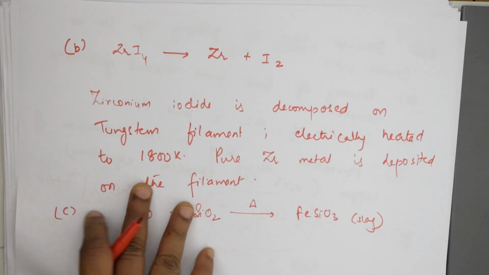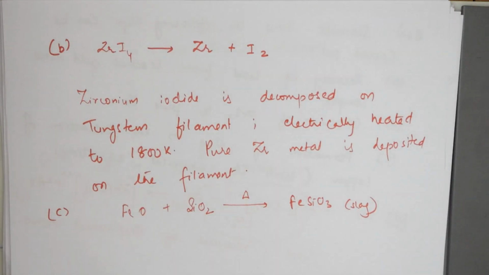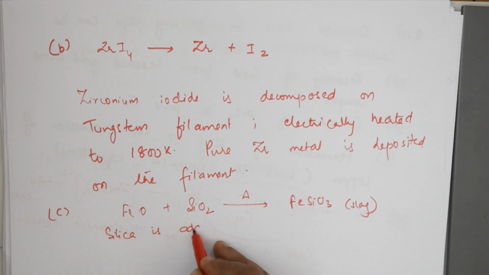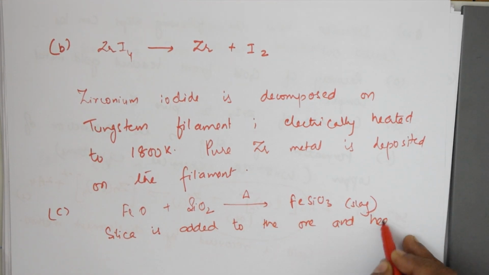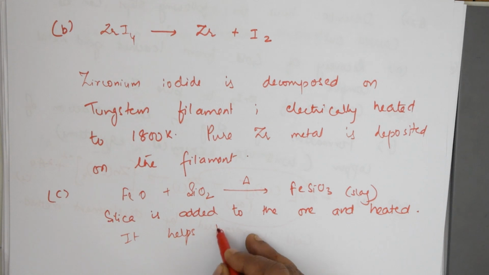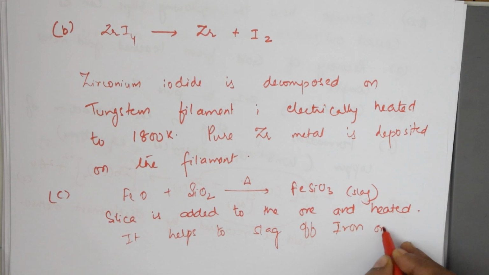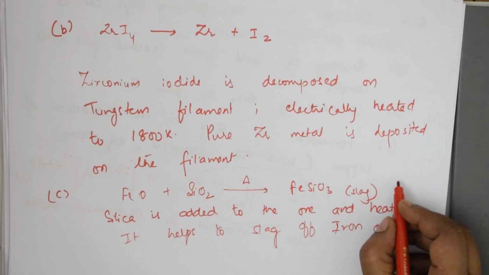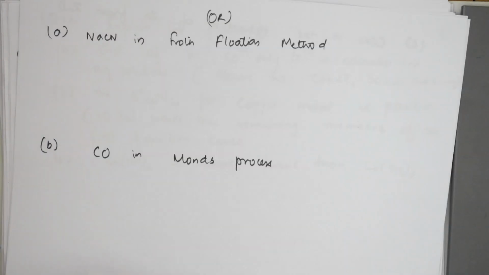So what did they ask me? Formation of slag in the extraction of copper. Only this one they want, no extraction required. So you will write: silica is added to the ore and heated. So what does it do? It helps to slag off iron oxide. You can write the name of this here. Iron silicate is a slag. Done? Yes.